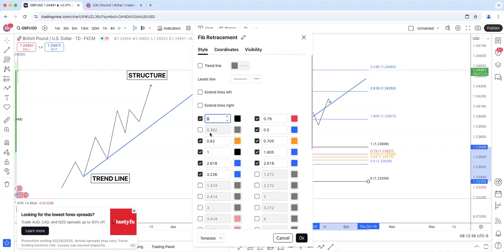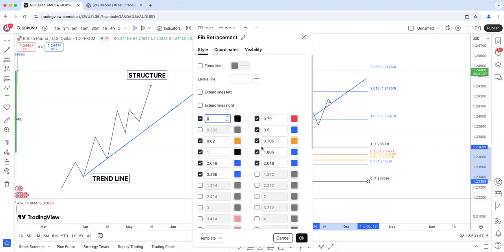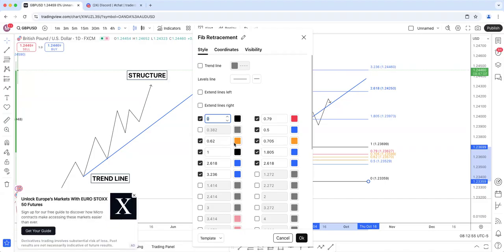Obviously, you got your 0. You do not need 32, 38%. Okay. We're going to keep 62%. And right across, we're going to change this to 70%. All right, 70. And this is called our golden entry. This is where we want to enter the market, 62 to 70.